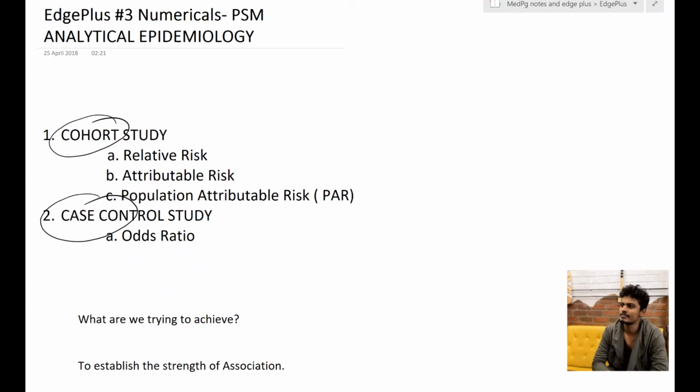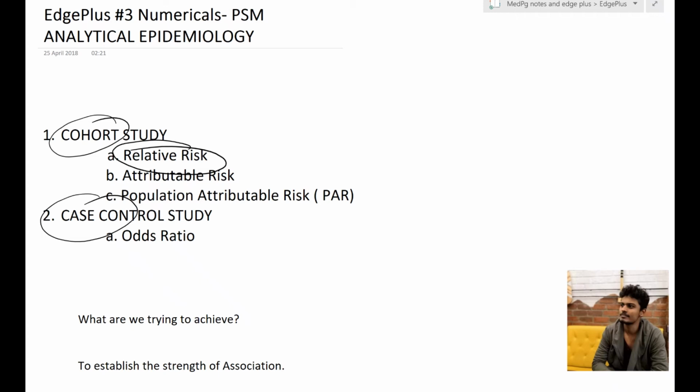That is called relative risk. That is the first thing that we have to do in a cohort study, the first set of problems: to find out the relative risk. So a cohort study gives us three points that we should be doing as numericals: the relative risk, the attributable risk, and the population attributable risk.